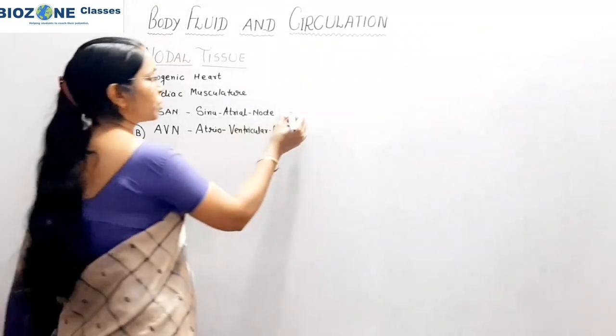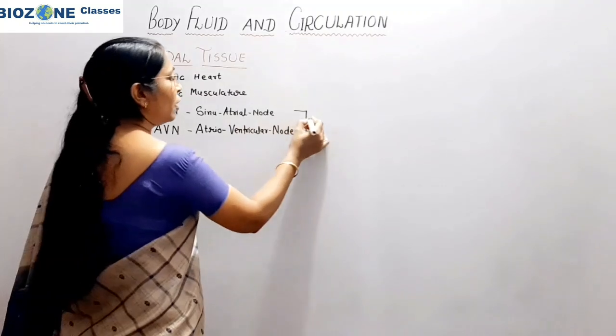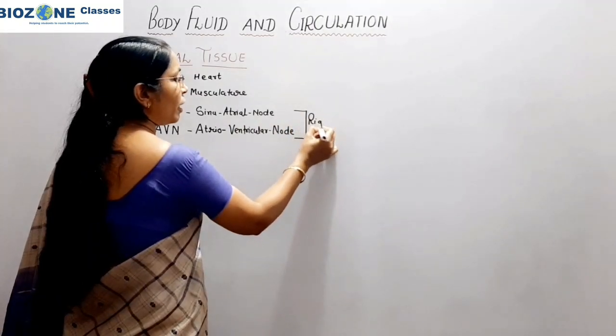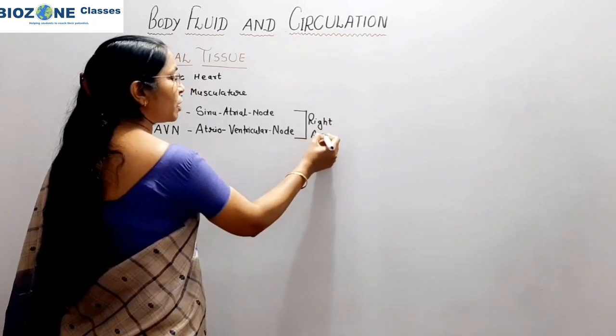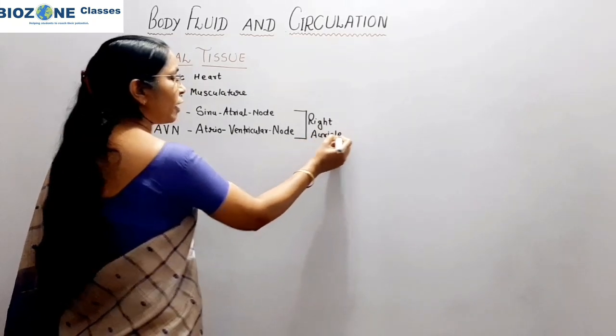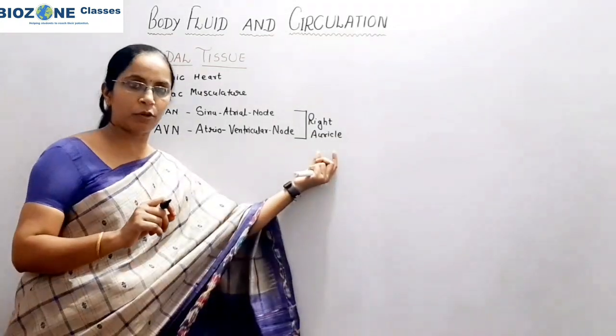Both these nodes, SAN and AVN, are present in the right auricle, and even in the right auricle, the exact position we will study along with the diagram. So SAN and AVN are present in the right auricle.